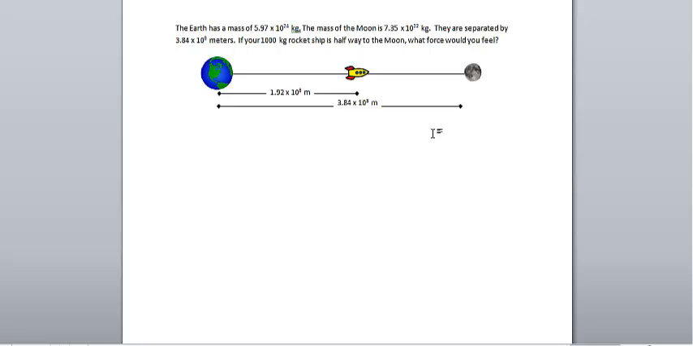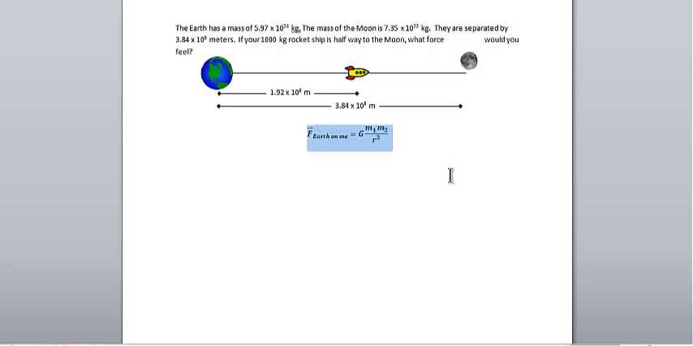The distance to the Moon is 3.84 times 10 to the 8th. And so half that distance, the distance you are, is 1.92 times 10 to the 8th. You are that distance from the Earth. You're at the halfway point, so you're that distance to the Moon also. So all we have to do is insert these into the formula for universal gravitation, and we should be home free.